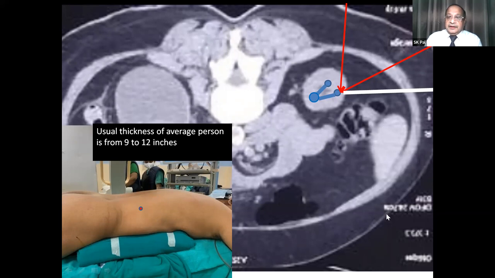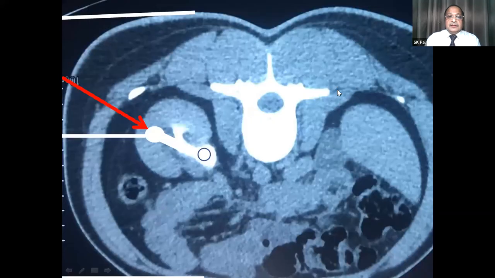Now this is the place, 9 to 12 inches, and you have identified this is the area which is somewhere around 3 inches below. If you divide it into 3 parts, and the patient is only 9 inches thick, it is one third where the calyx will be. So you can mark that from the back, 3 inches down. Here, if I go straight inside, I will be reaching the calyx which I want to puncture. Also, you can see how much fat is there. What is the distance from skin up to this calyx? You can even calculate, and then you can plan in this CT.